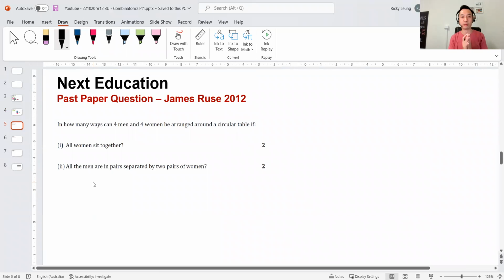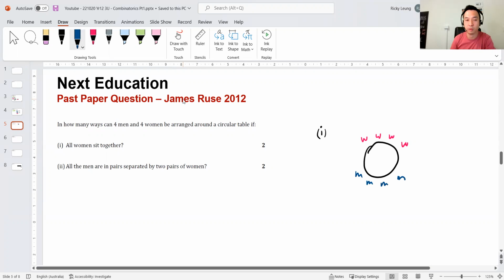In how many ways can 4 men, 4 women be arranged in a circle table? Okay. There is no easy question here, right? It's just 2 parts. I think especially part 2 is a little bit difficult. But let's say all women sit together and all men sit together, right? Let's start there. So for the first one, we've got 4 women, 4 men, all together in a group.